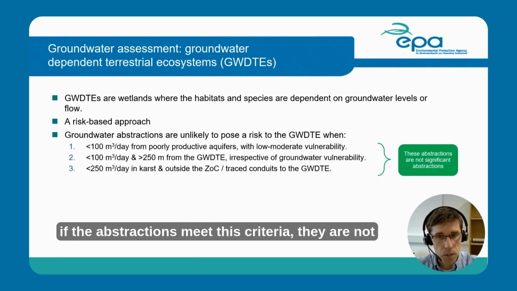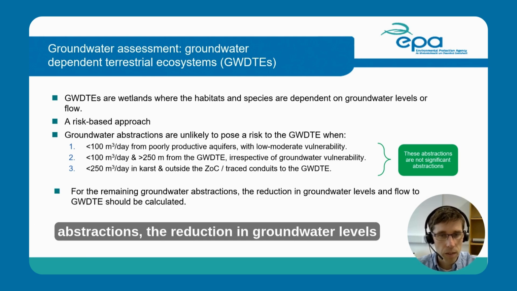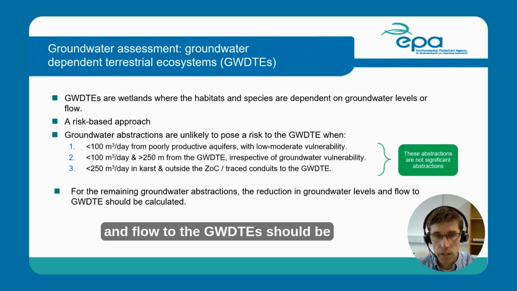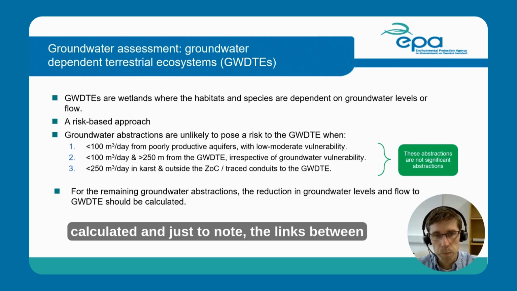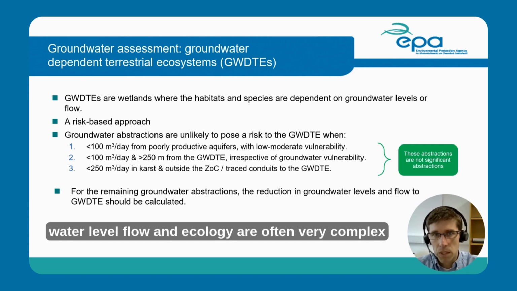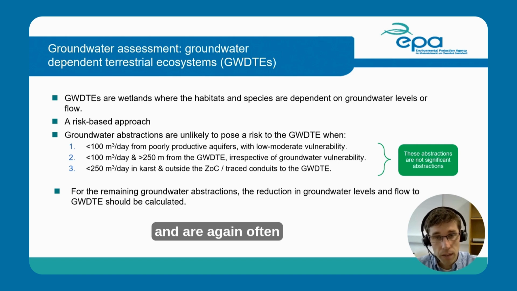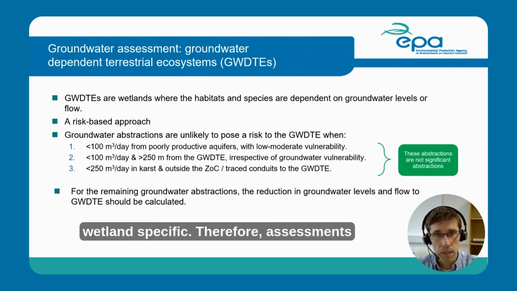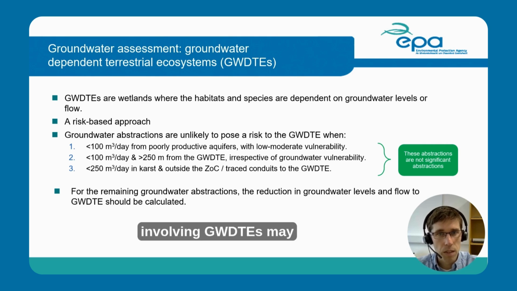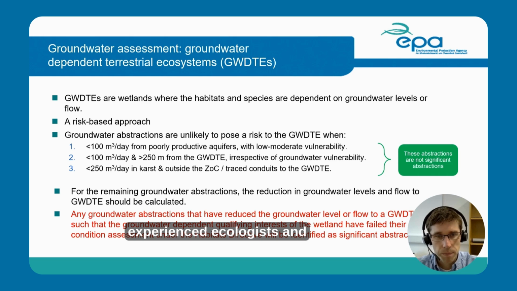Again, if the abstractions meet these criteria, they are not significant abstractions, and for the remaining groundwater abstractions, the reduction in groundwater levels and flow to the GWDTE should be calculated. And just to note, the links between water level, flow, and ecology are often very complex and are often wetland specific. Therefore, assessments involving GWDTEs may require the involvement of suitably qualified and experienced ecologists.